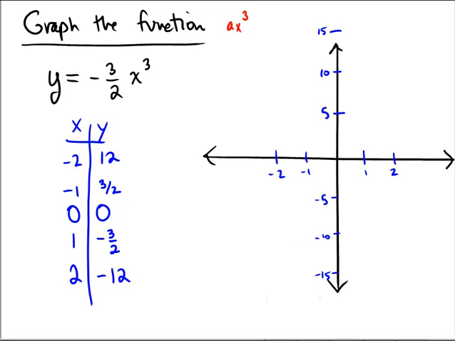Okay, so now as I start to plot my points, I see negative 2, comma, positive 12. It's going to be somewhere up there. Negative 1, comma, positive 3 halves, so it's going to be very low, right about there. 0, 0, 1, negative 3 halves, and then 2, comma, negative 12. So the graph here is going to come like that on one side, and then like this on the other side. Okay, so why don't you try one on your own here?